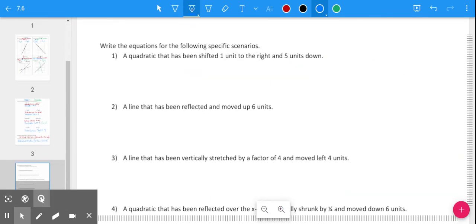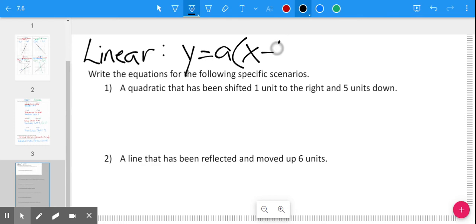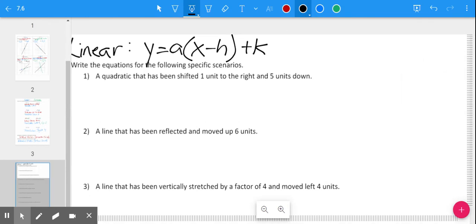So at the top of the last page, I want you guys to write something. Another way to think about the linear function, aside from y equals mx plus b, to make it very similar to your quadratics, is y equals a(x minus h) plus k. Remember, no exponents is linear.